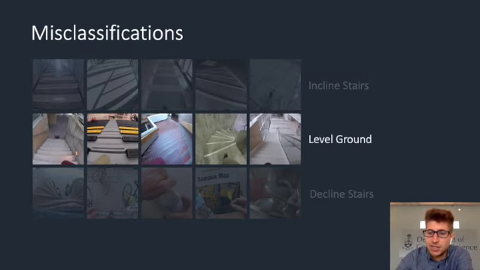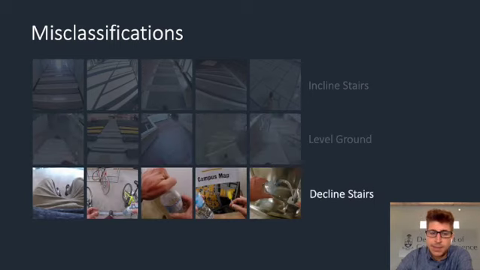The images in the middle row were misclassified as level ground terrain, and these examples nicely highlight the importance of accurate environment classification for safety, such that a misclassification could potentially cause a patient to fall down a flight of stairs. And finally, the miscellaneous images in the bottom row were misclassified as declined stairs.